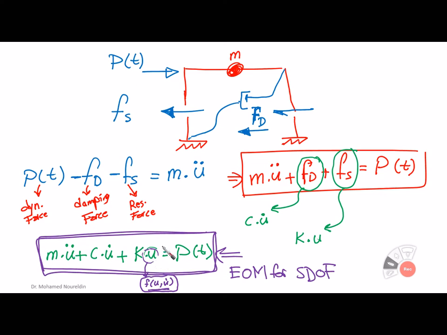And we said that the resistance of the system, whether it is elastic or inelastic, depends on u if we are talking about the elastic system, and if we are talking about an inelastic system, it is going to depend on u and u dot. Okay, and the right hand side is the applied dynamic force that is being applied to the system, based on which we obtain the equation of motion for our single degree of freedom system.